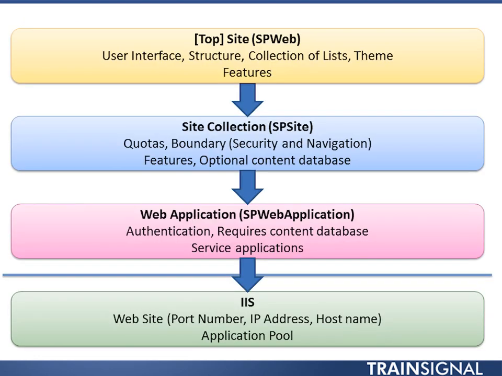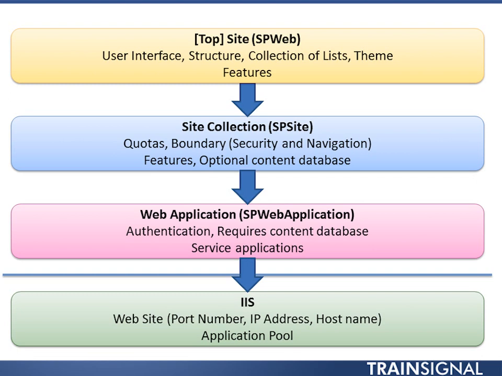Now, to roll all of this back up again, our lists again are containers for data contained inside of a site. Every site collection that we create will have one and only one top site. That's going to be my user interface, provide my structure, collection of lists based on a theme, and it's also worth mentioning that my site can be a scope for features as well. My site collection is going to have quotas and boundaries, and I can optionally at the site collection level create a brand new content database.